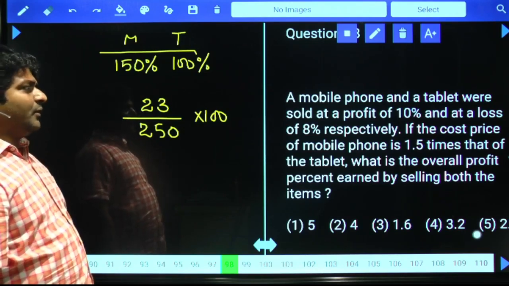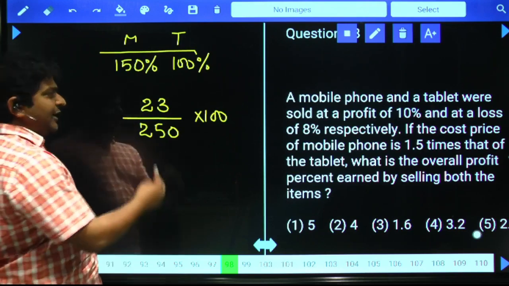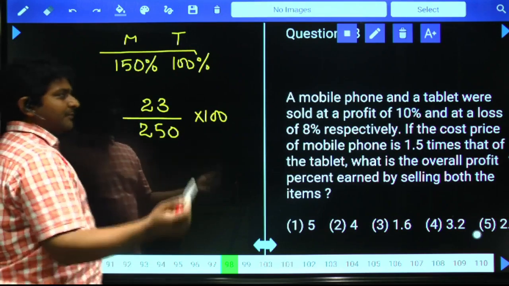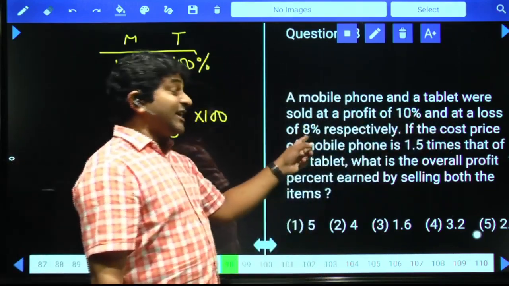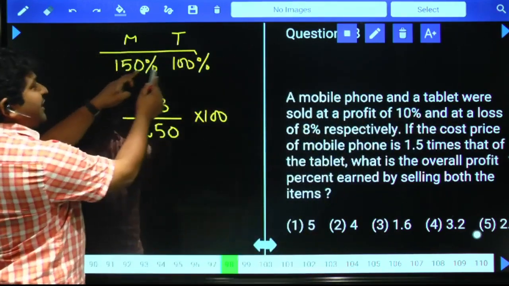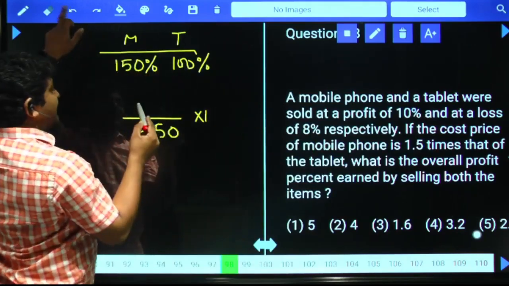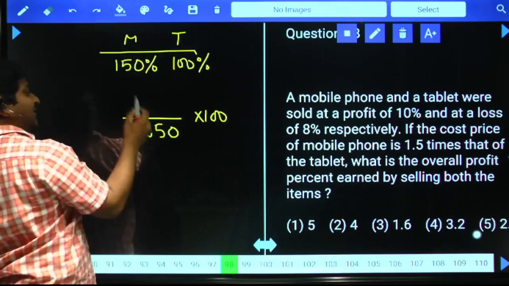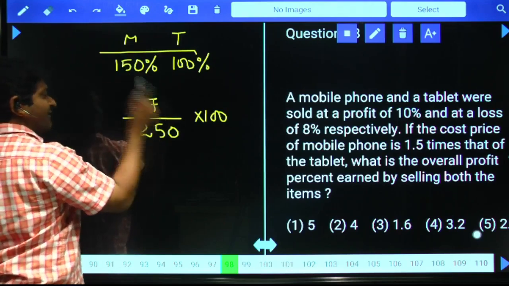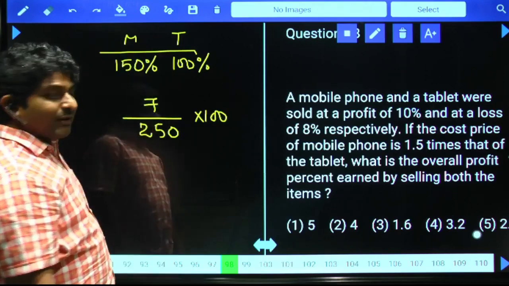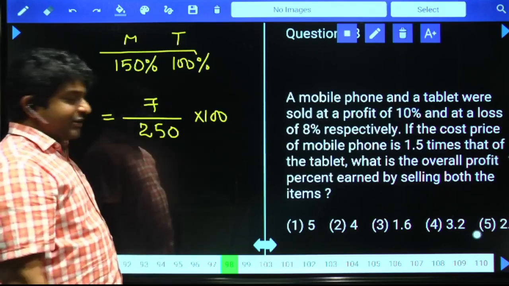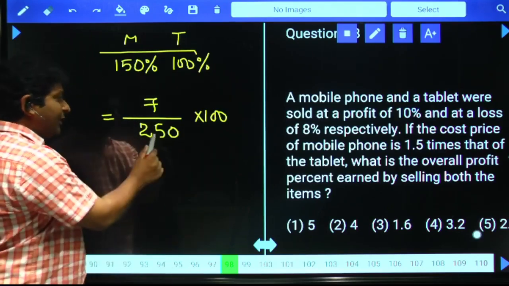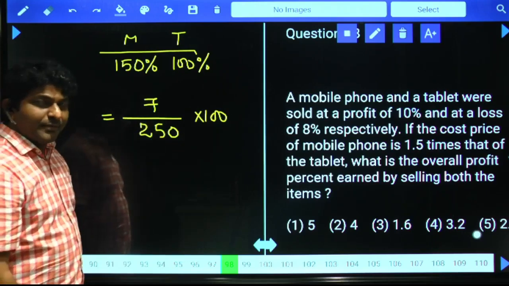Right. Now, the profit on mobile is 10% and the loss is 8%. So plus 15 minus 8. That is equal to 7 by 250 into 100. This is the total profit percentage. 1% of the denominator is 2.5.